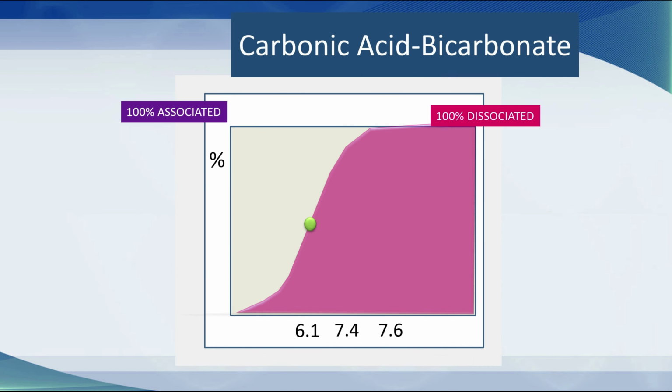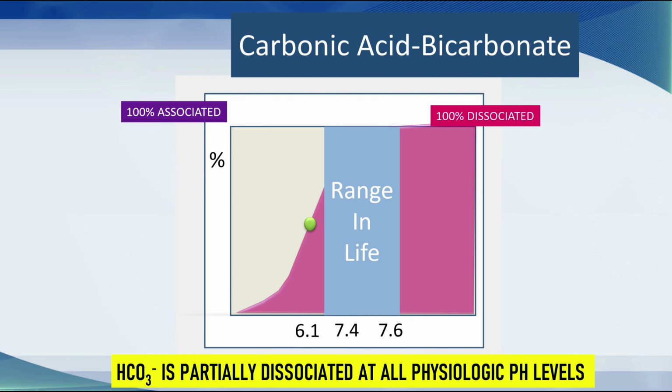Conversely, carbonic acid or bicarbonate has a pKa of 6.1. Although that is a fair distance from 7.4, it is still partially associated at all pH levels associated with life. Indeed, the degree of dissociation decreases as the pH falls. That makes it a very effective buffer. So bicarbonate is partially dissociated at all physiologic pH levels.